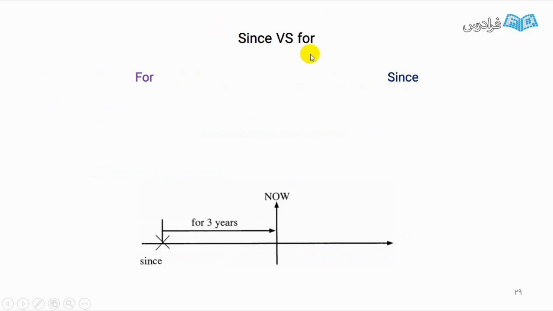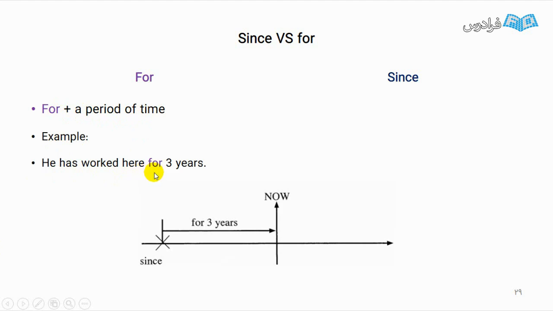But we have 2 different time expressions that show us we are talking about present perfect. The first one is "for" and the other one is "since". What is the difference between them? When should I use "for"? "For" is used before a period of time. For example, he has worked here for 3 years. 3 years is a period of time, so I have to use "for" before that.